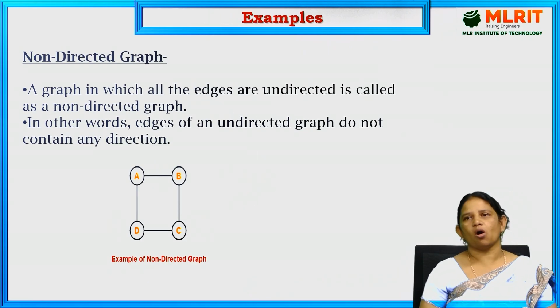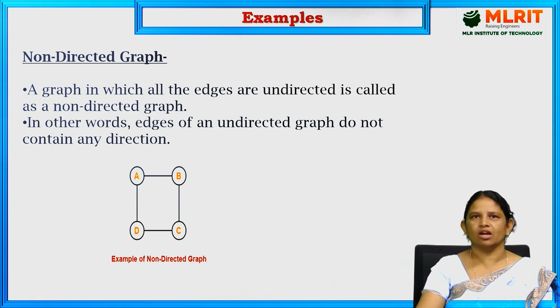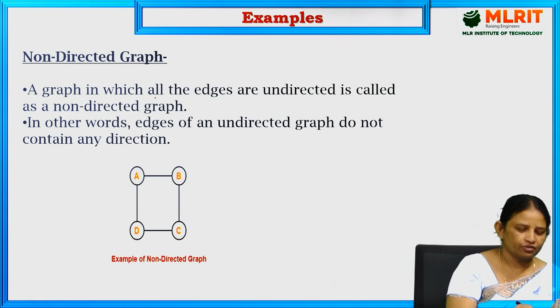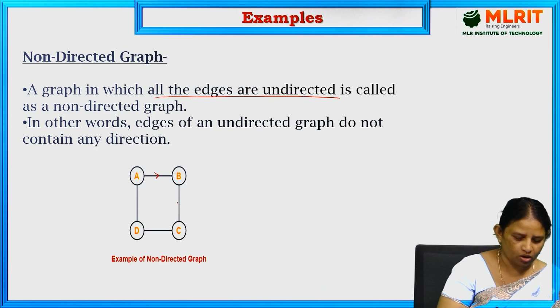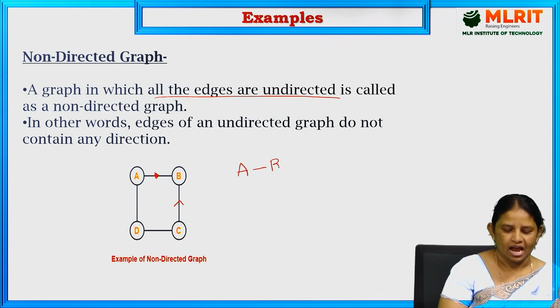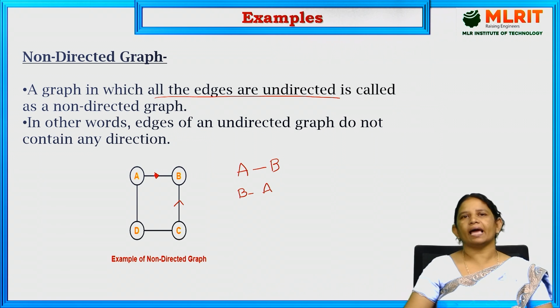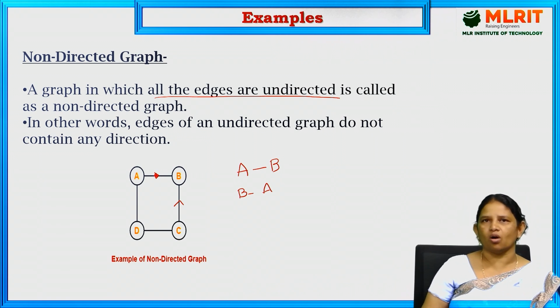Next, non-directed graph. A graph in which all the edges are undirected. That means there is no arrow mark on the edges. If there is no arrow mark, a path exists from A to B as well as B to A. Then it is called an undirected graph or a non-directed graph.